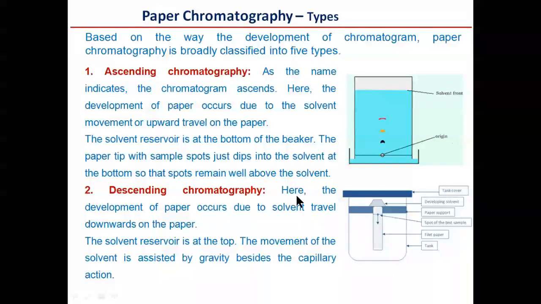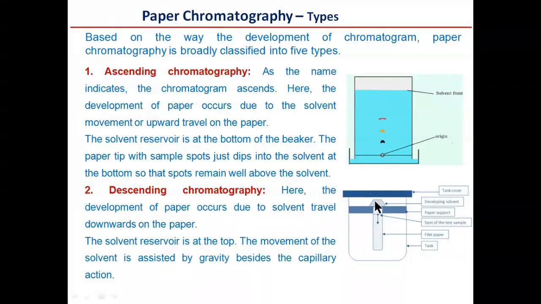Here the development of the paper occurs as the solvent travels downward on the paper. You can see here the solvent is traveling downward on the paper. This means we have the solvent reservoir on the top of the beaker. If you see, this is the beaker and we have the developing solvent, or I can say mobile phase, here. The solvent reservoir is at the top.